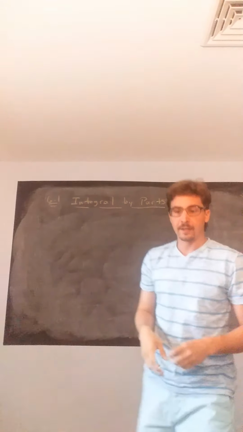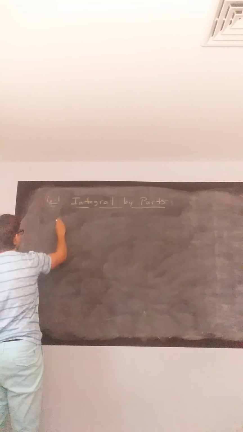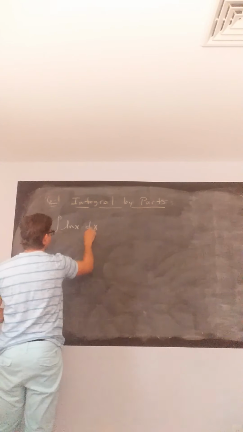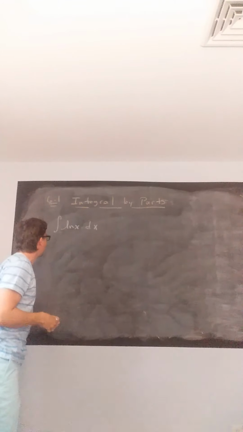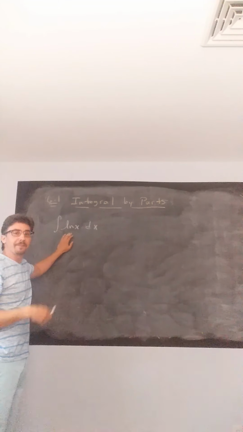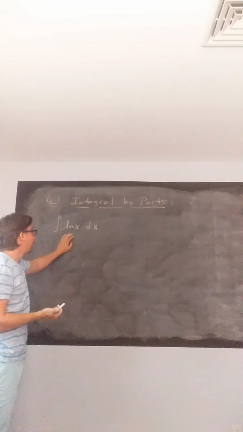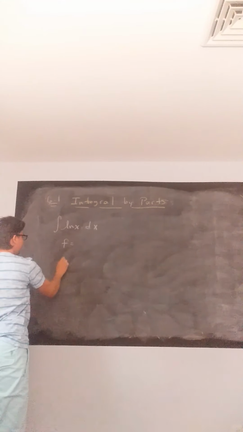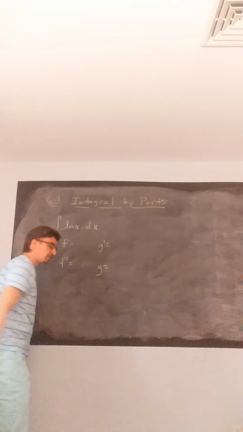So let's look at another problem. This is one that is also in your lecture notes that we couldn't do before. Something looks so simple, the ln of x dx, we want to integrate it. It looks so simple, yet by all the rules that we have, we can't do it quite yet. So we want to use parts. So we have f prime, g prime, and g.